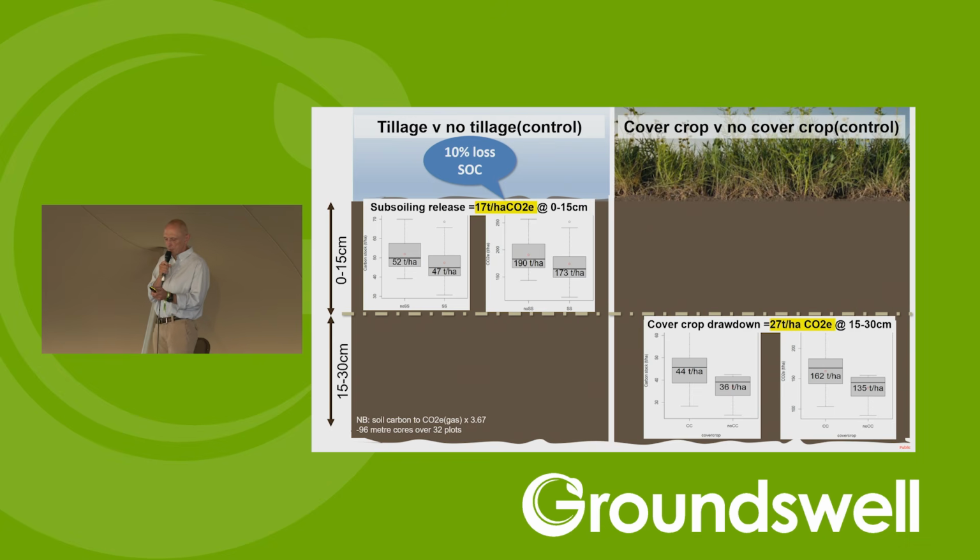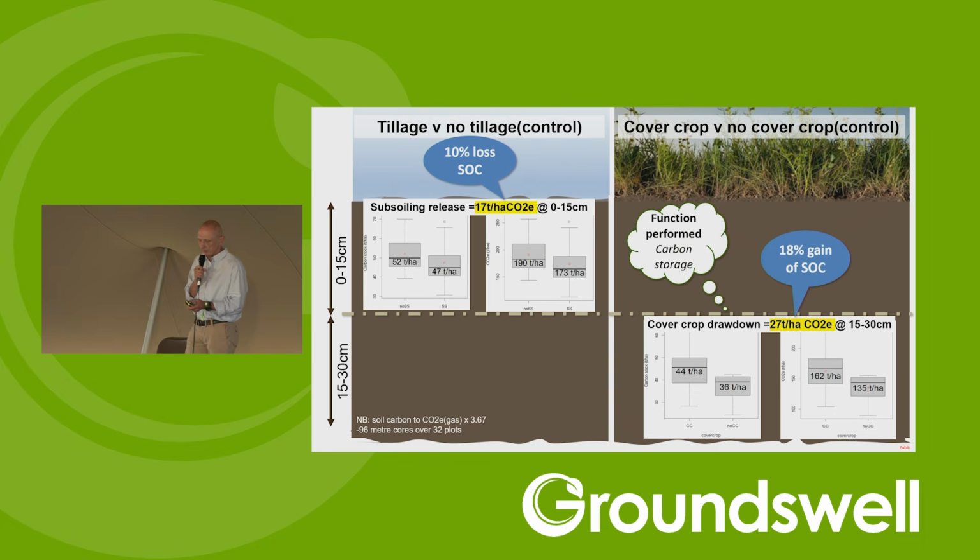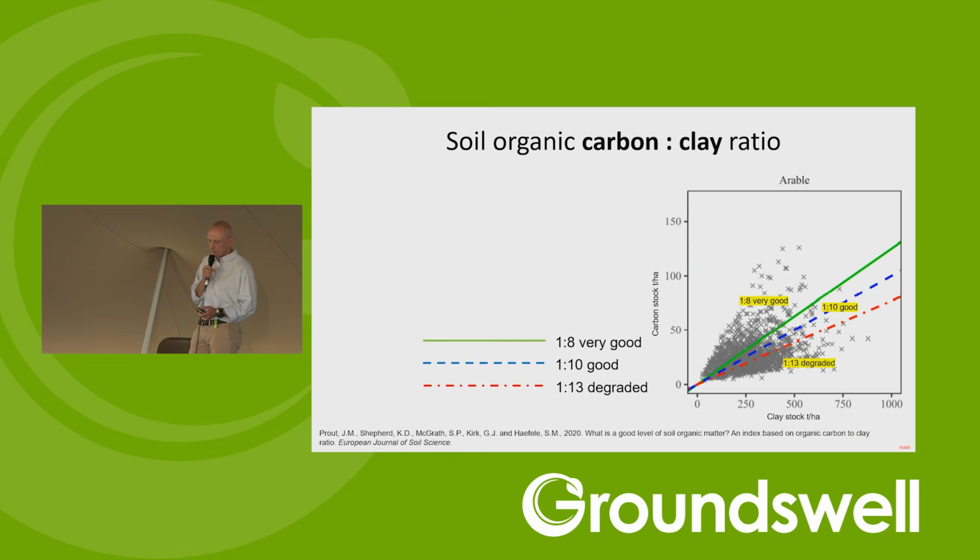The only difference is it happened at a deeper soil profile, and that's what we missed for many years. We're only sampling from 0 to 15. Once we started sampling from 0 down to 1 meter, we started picking up these big carbon changes because the cover crops are dropping that carbon further down the soil profile. Okay, so that was an interesting result. That's an 18% gain, and the function performed of cover crops is to store more carbon.